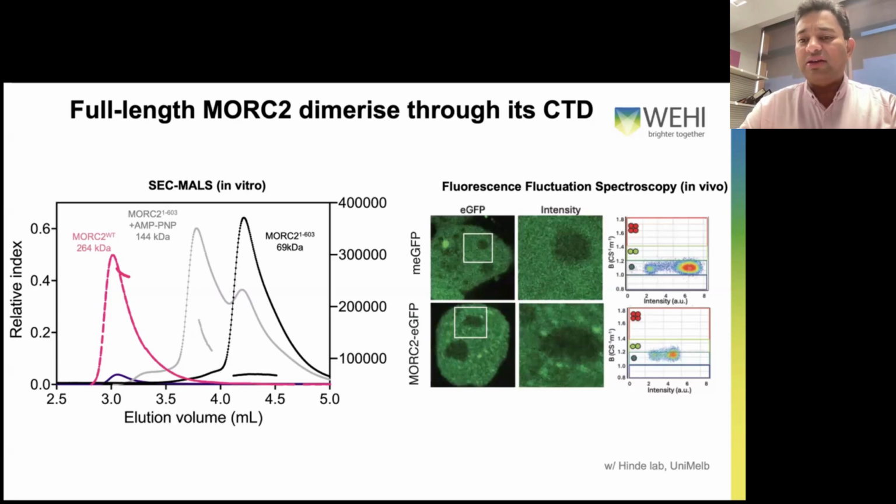And we believe that dimerization is through the C-terminal domain. Now, also to prove that, we used a technique called fluorescence fluctuation spectroscopy. That work was done in collaboration with Liz Hinds' lab. And what we did there was a comparison between a monomeric GFP within cells as compared to MORC2, which is fused to the monomeric GFP. And by looking at the diffusion rate of how MORC2 is diffusing in the cells, we identified that about 10% of MORC2 comes down as a dimer, and that actually increases when there is DNA damage happening.